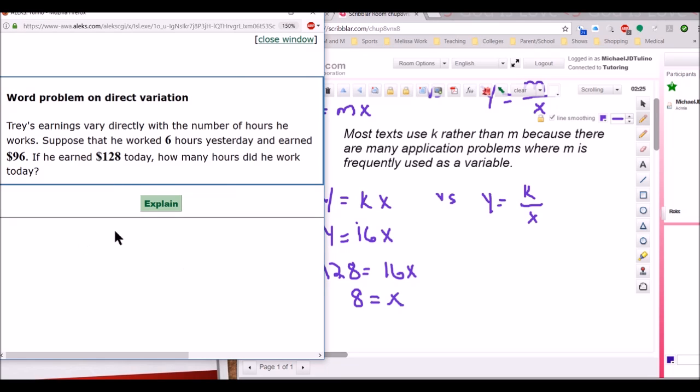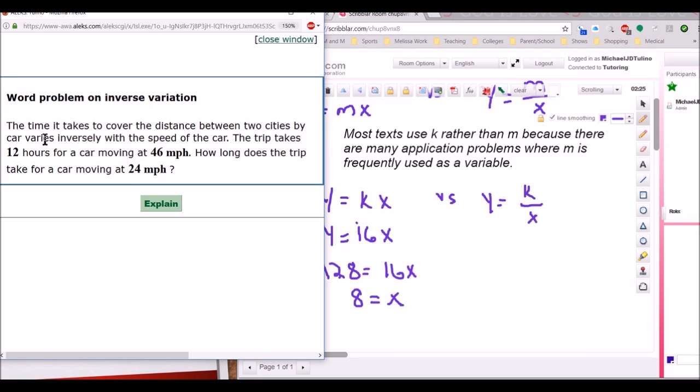So that's directly related. Now let's look at an inverse relationship here. So we'll go to inverse. All right, it says the time it takes to cover the distance between two cities varies inversely with the speed of the car. The trip takes 12 hours for a car moving 46 miles per hour. How long does a trip take for a car moving 24 miles per hour?